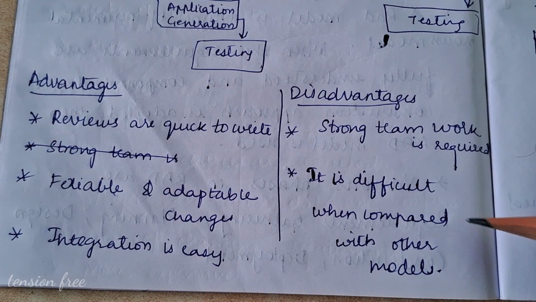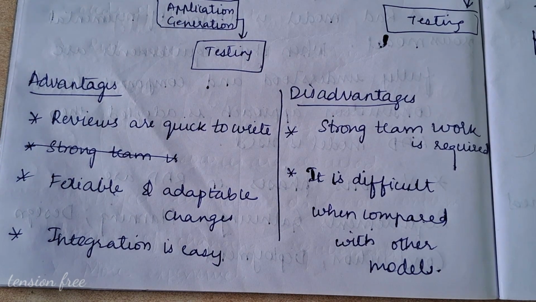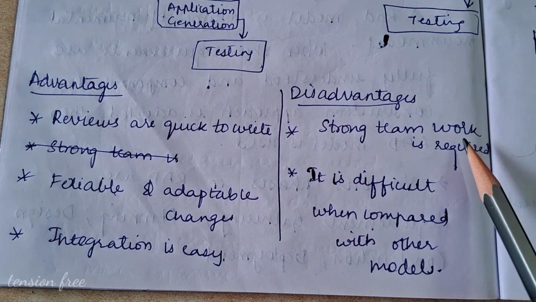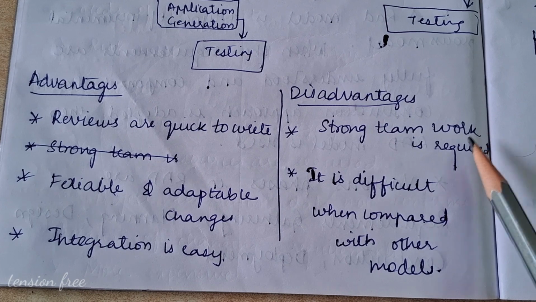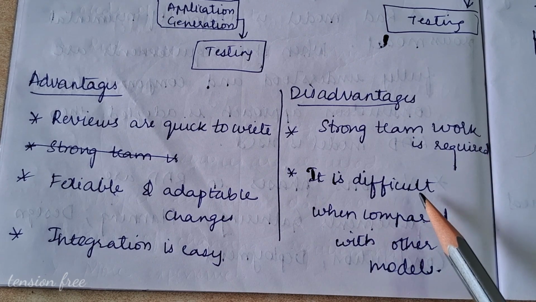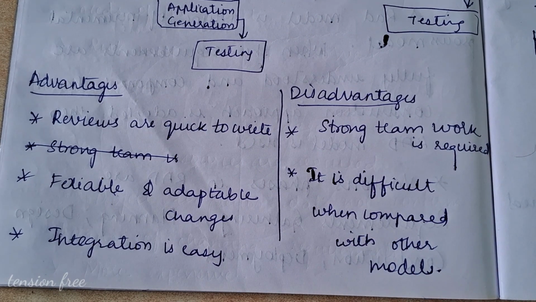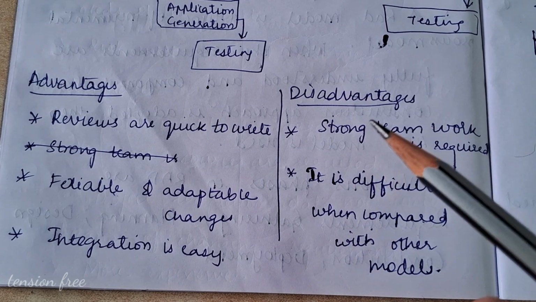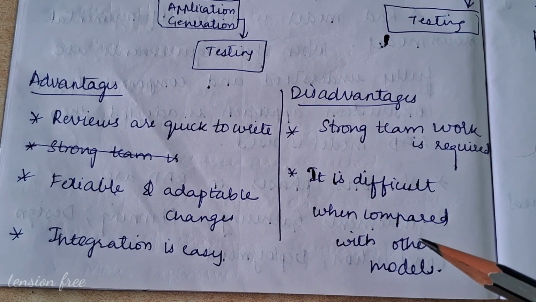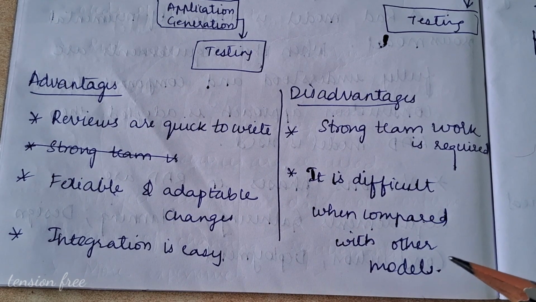Coming to the disadvantages, strong teamwork is required, because to develop software using the RAD model a number of teams are required. A very strong team is needed for the work process. It is difficult when compared with the other models, because the model requires a strong team.